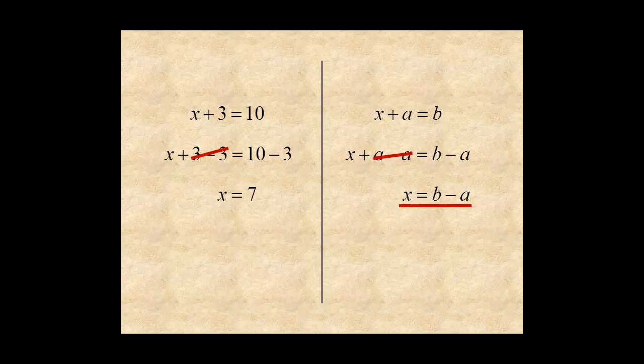The only difference between the two is that you know 10 minus 3 is 7. For the literal equation, you don't know the values of b or a, so you have to leave the expression x equals b minus a.